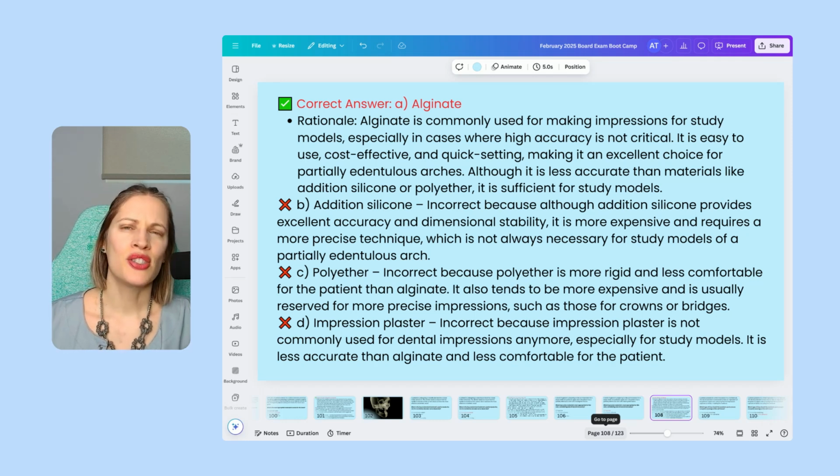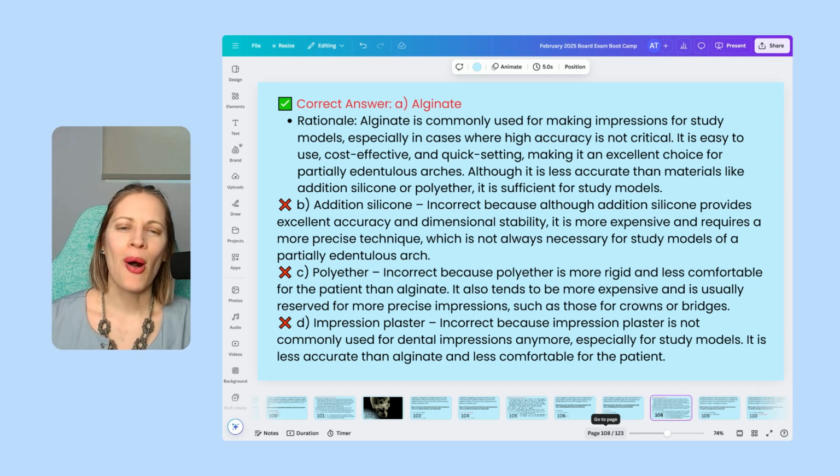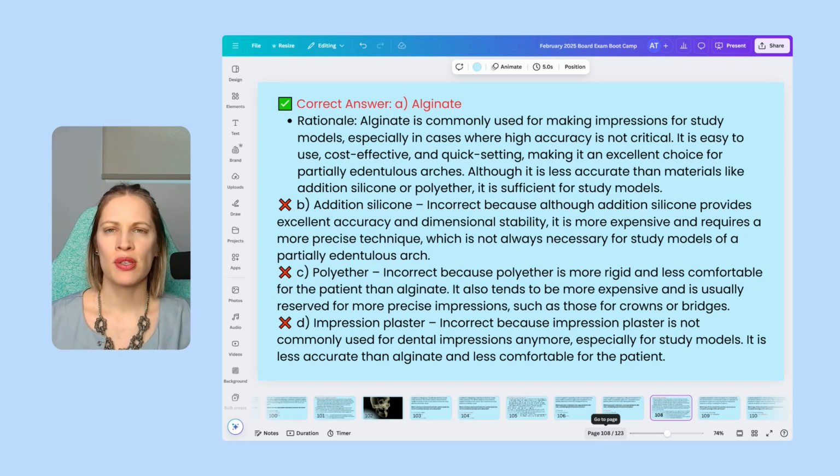As a dental hygienist, you would typically only be working with alginates, but as a dental assistant, you'll be helping the dentist with all of these different materials. But anyway, polyether is more rigid and less comfortable, and it's expensive. So, why would you use a more expensive material when it's not needed and it's uncomfortable for the patient? And then impression plaster. Well, plaster is used to pour up impressions, not to take impressions. So, that's why alginate is the best answer.